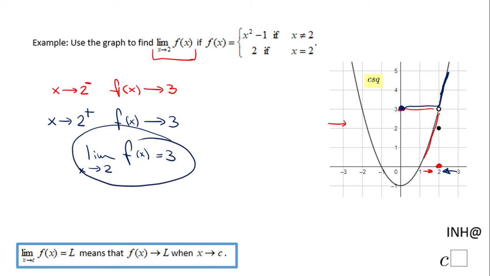Now, you notice this full dot here, which is the result of this second part of the piecewise function. That does not affect the limit. The value of the function at 2 is 2, but the limit when x approaches 2 of this function is 3.